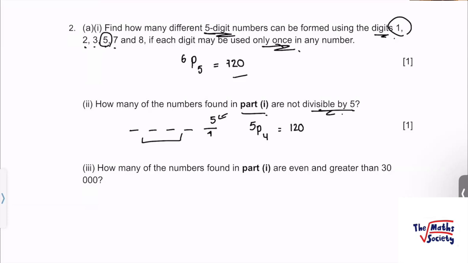But now you need to find the numbers that are not divisible by 5. So we know that the total is 720. You minus 120, and you get 600. And that is your numbers that cannot be divided by 5.